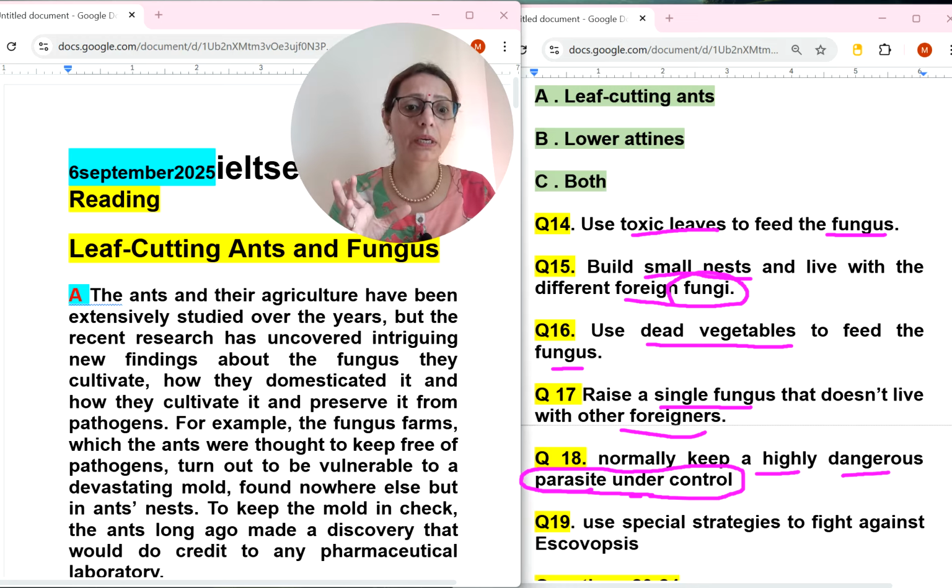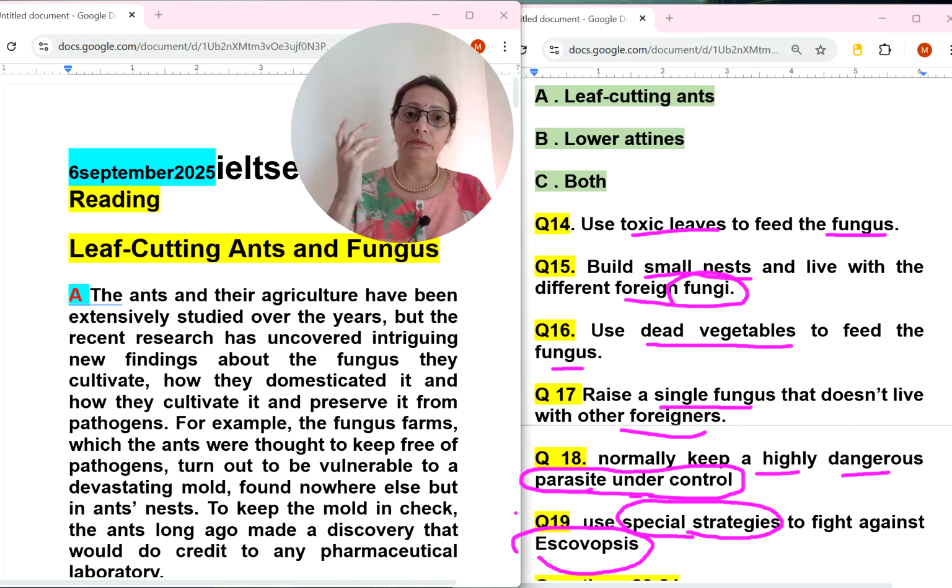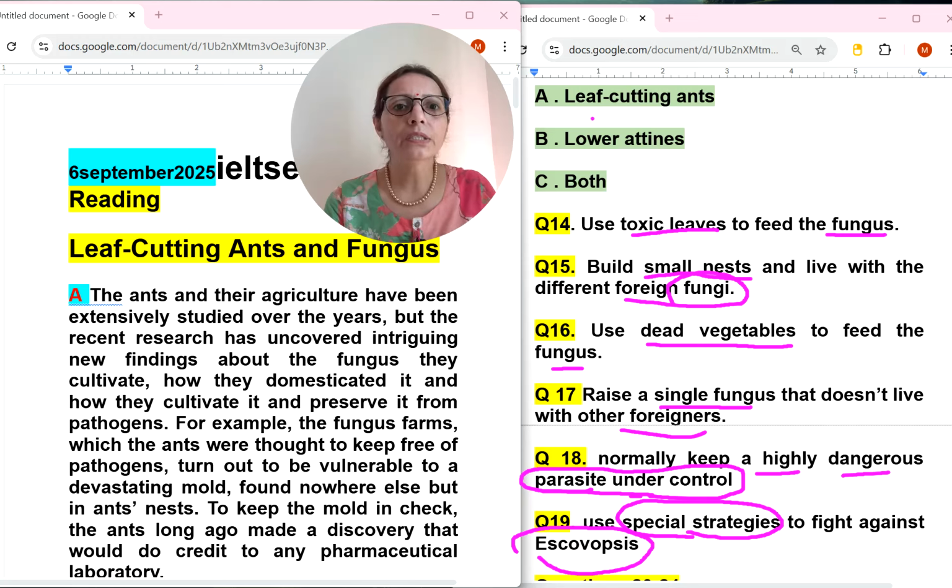Use special strategies to fight against. Okay, this word is important. Definitely on the basis of these keywords we can easily get answers. So the first option is leaf cutting ants. Let's find. Lower attines and both. Ants and their agriculture have been studied over the years, but recent research has uncovered intriguing new findings about the fungus they cultivate. So we are looking for leaf cutting ants. In this paragraph, no leaf cutting.